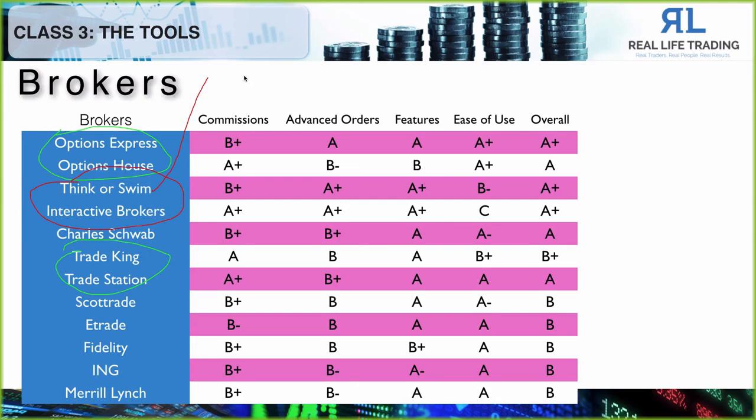But again, for my more advanced active traders, Interactive Brokers, they do something really cool. They offer 1 to 4 margin for day trading. We'll talk about what margin is in just a little bit. Some other ones can do that too. TradeStation can do that too. Scottrade, E-Trade, Fidelity, ING, Merrill Lynch, they're at the bottom for a reason.